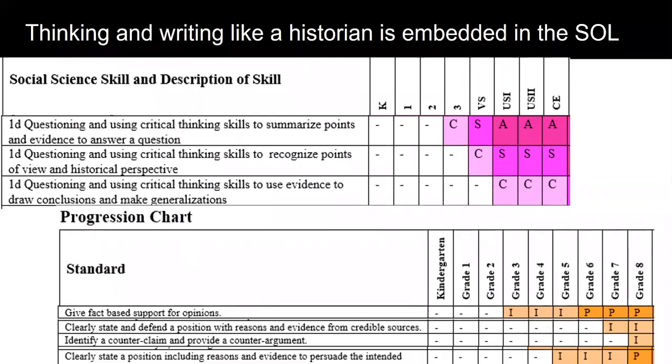And if you have not seen our skills progression charts in history and social science and in English, what you see here with these screen grabs is that the types of skills that we're talking about when we talk about writing across content areas are introduced at the same time. So if you look down at the bottom on the orange chart, in English, students are asked to give fact-based support for opinions. They're asked to be introduced to that throughout 3rd, 4th, and 5th grade. And in social science, they're asked to question and use critical thinking skills to summarize points and evidence to answer a question in 3rd grade.